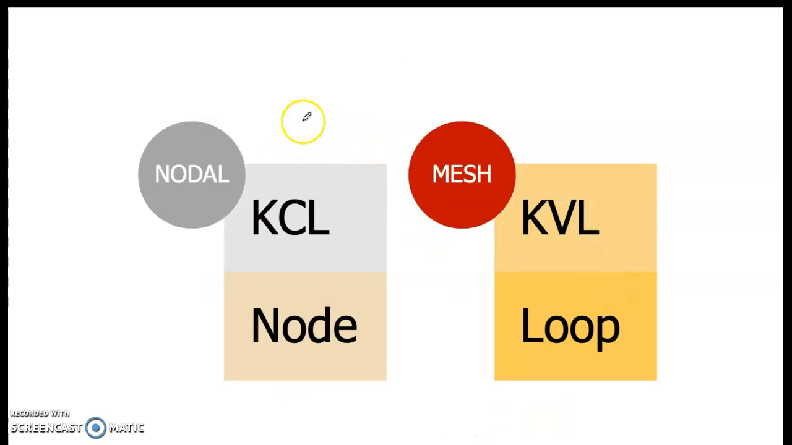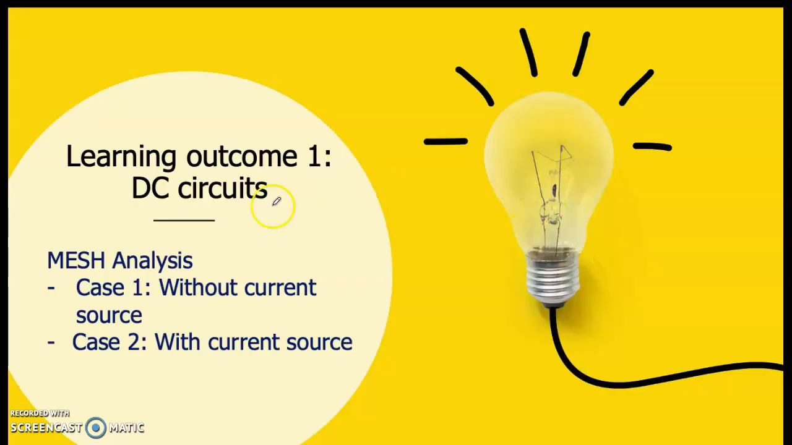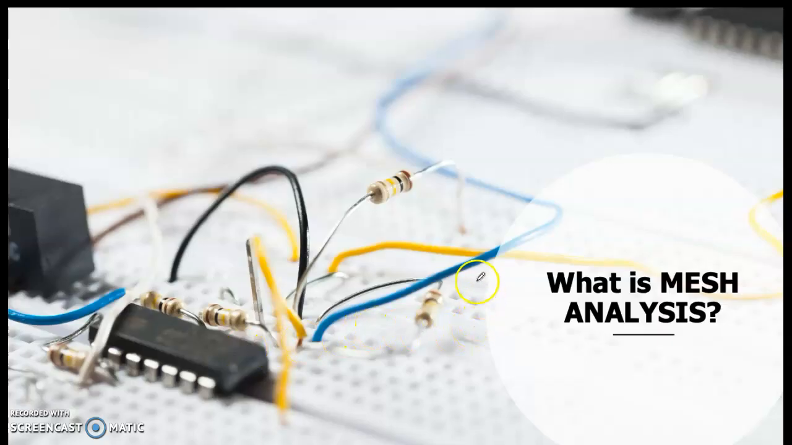In this chapter, what you're going to learn is nodal and mesh analysis. When we think about the mesh, it's actually the loop. When we think about nodal, it's a node. Once you know the node, there is KCL. Once you know the loop, there is KVL. So let's start with mesh analysis. For mesh analysis, you have two cases. One is without a current source. A current source is denoted by an arrow, right? The one with a current source is case number 2.